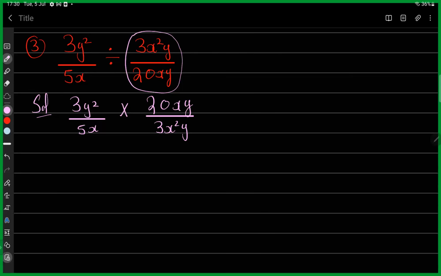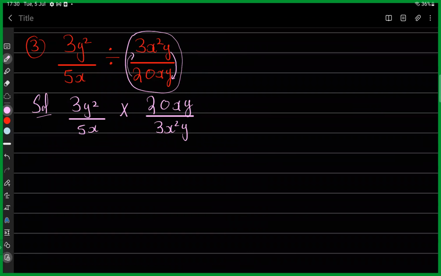I need to simplify. Whenever we have two fractions with a division sign between them, how do I simplify them? I convert the division sign to multiplication, and I need to take the reciprocal of the second fraction. When I say the reciprocal of the second fraction, I need to shift this to the denominator and this to the numerator. Okay, this is how we usually deal with fractions which are coming with a division sign.